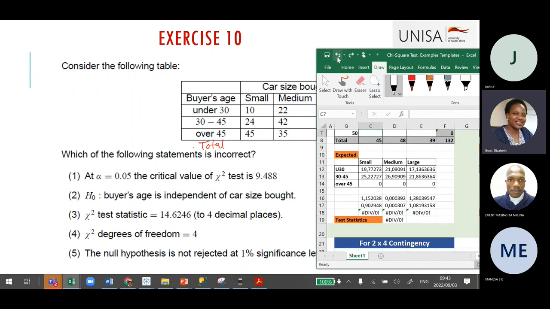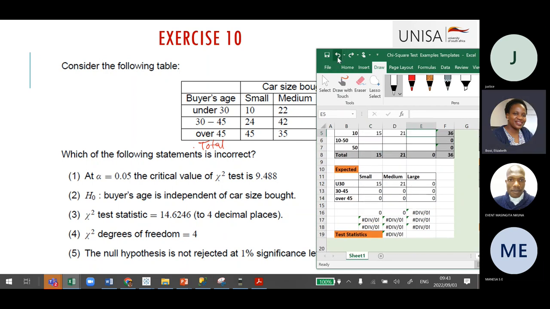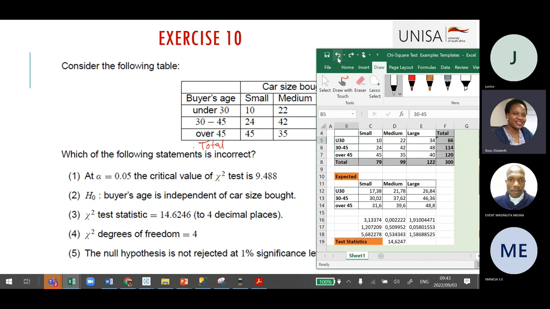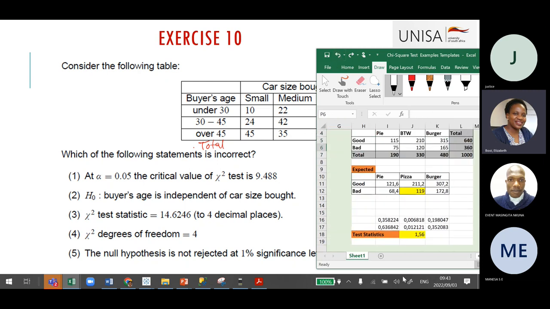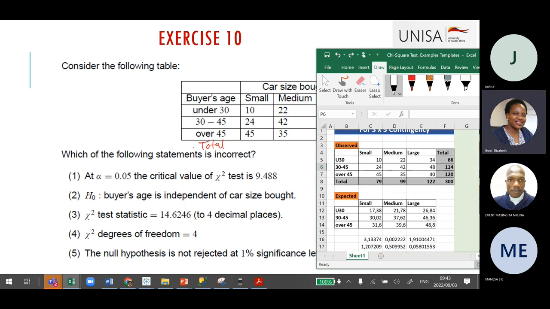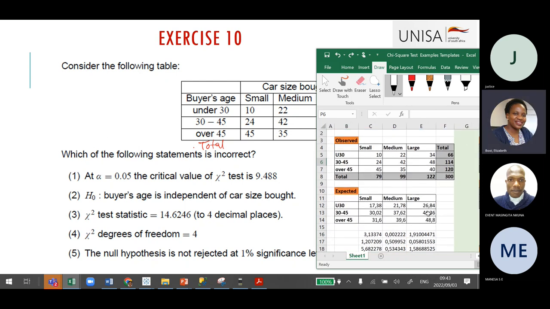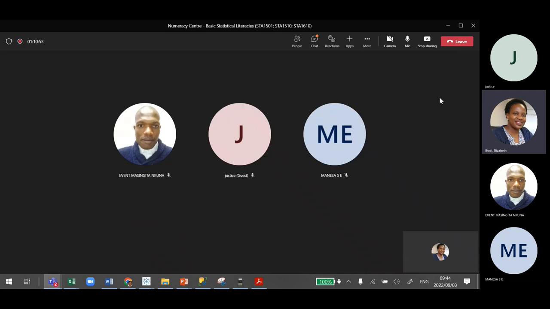If I go there, you will see that this is already part of the template, because the 3 by 2 already used the template to answer that. So you can use the template to see how you answer this. The totals are already calculated on the template, but if you are not using the template, always remember to calculate your totals and answer the question. That is all that I can offer and share with you for now.